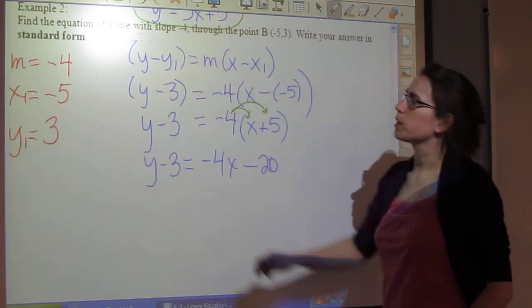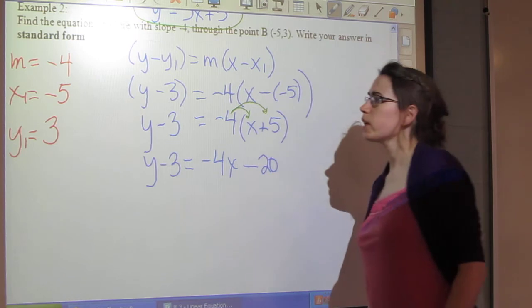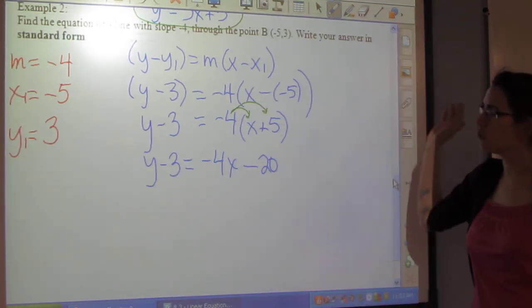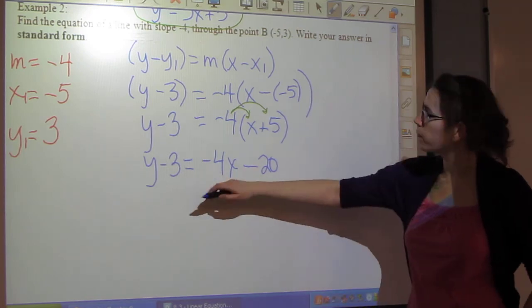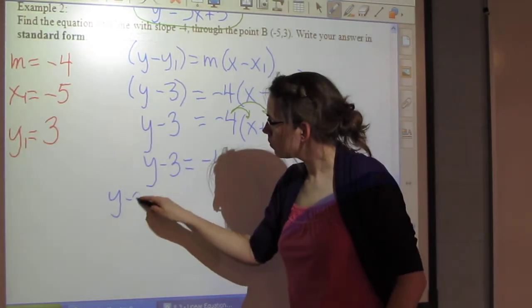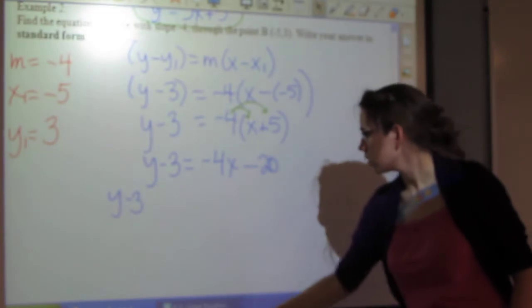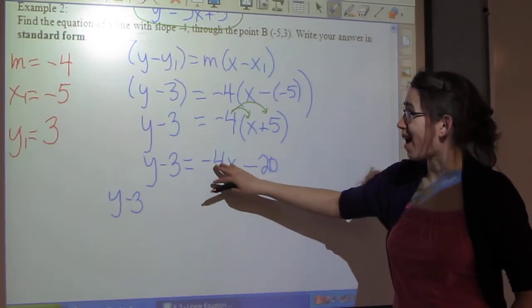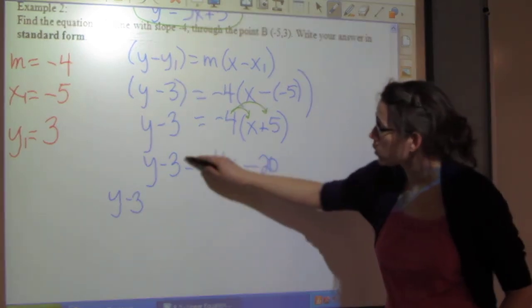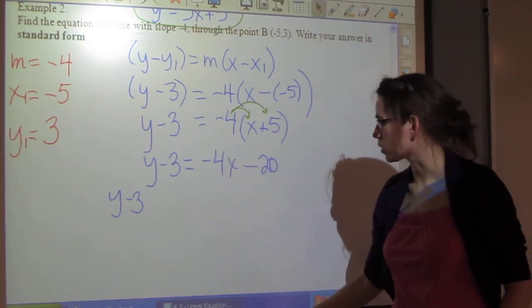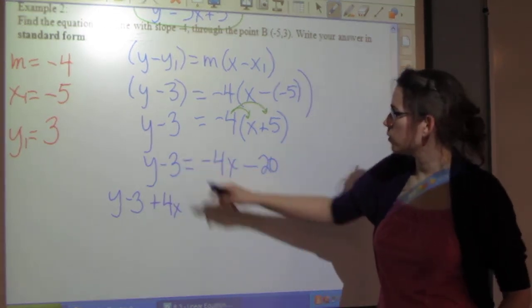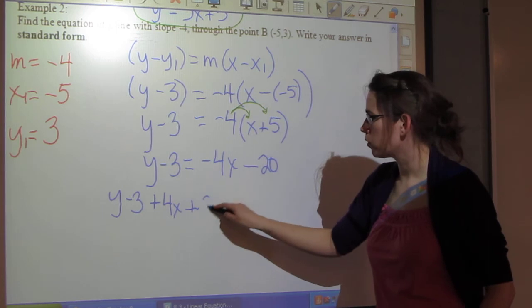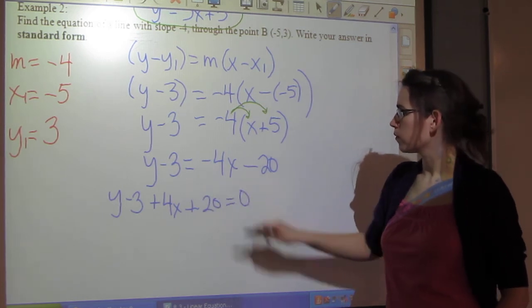Now we want our final answer to be in standard form. And remember, standard form means that I want to move all of my terms off to my left-hand side. So, my y minus 3 stays the same as it is here. If I want to move this negative 4x over to the other side, what I'm doing is I'm adding 4x to both sides, or I just move it over and change the sign from negative to positive. So I have plus 4x. Negative 20 moves over, so it becomes positive 20. And that's equal to 0.